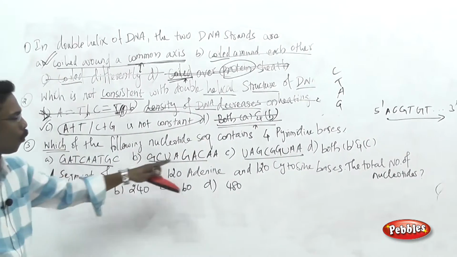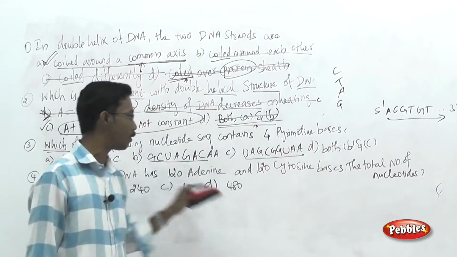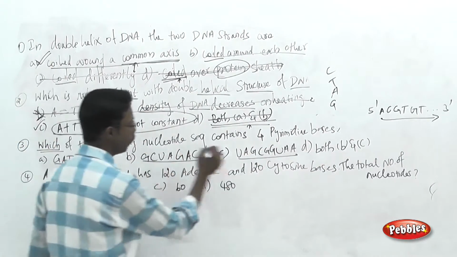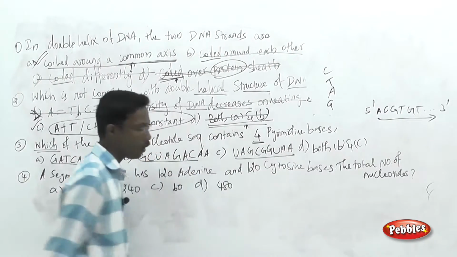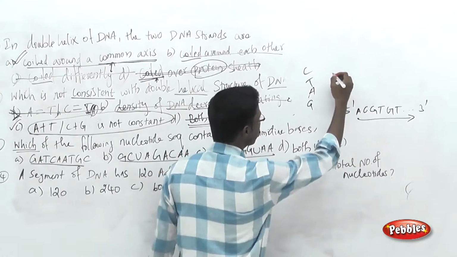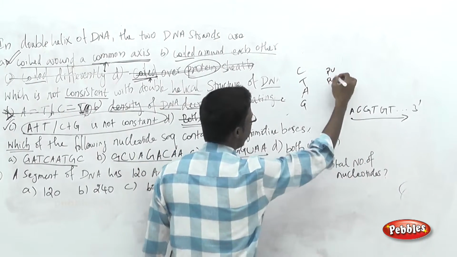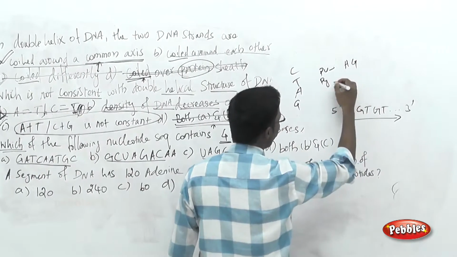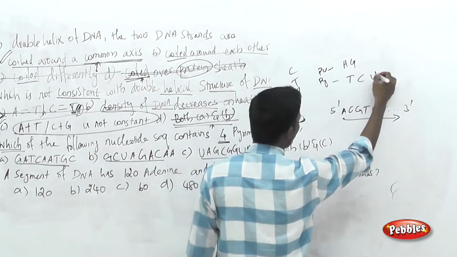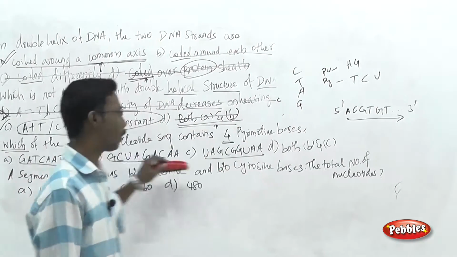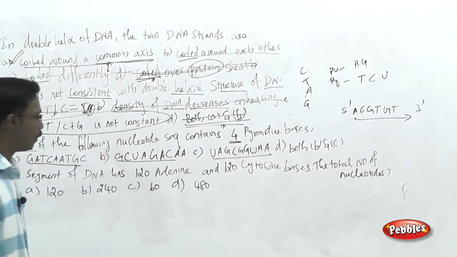So over here there are 3 sequences and a choice given to you, and you have to choose a sequence which contains 4 pyrimidine bases. I told you there are 2 types of bases, purines and pyrimidines. Purines are adenine and guanine. Thymine, cytosine and uracil are pyrimidines. Okay. So with this knowledge you have to count the pyrimidine bases in the particular sequence.